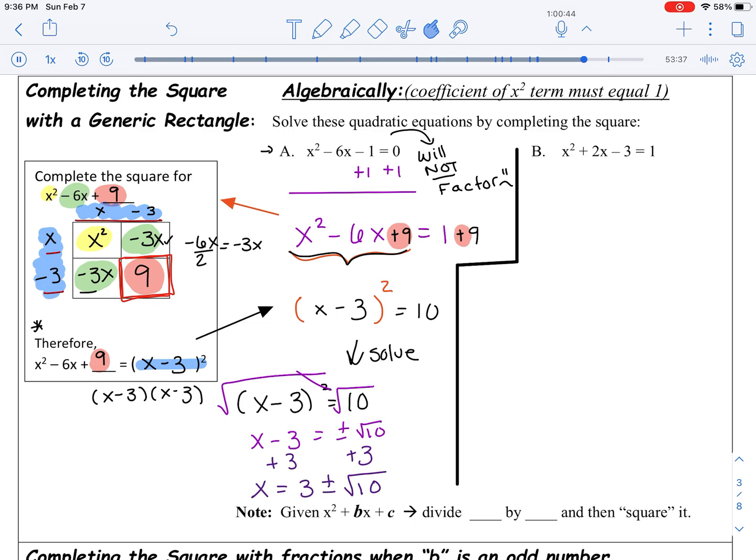Now for part B, I'm going to follow a very similar approach. We start with the equation x squared plus 2x minus 3 equals 1. I'm going to first move the constant of negative 3 to the right by adding 3 to both the left and the right. So we get x squared plus 2x equals 4. From here, I'm going to take the left-hand side, x squared plus 2x, and use it to create a square.